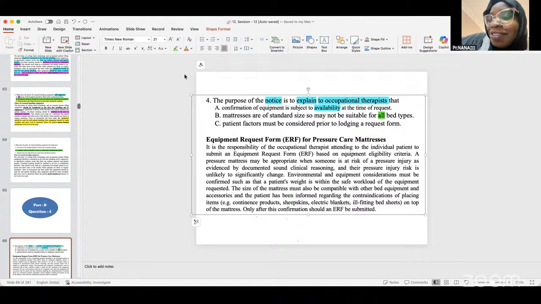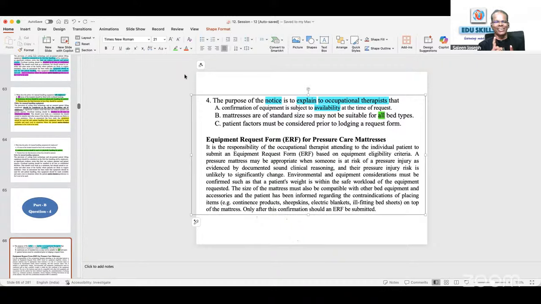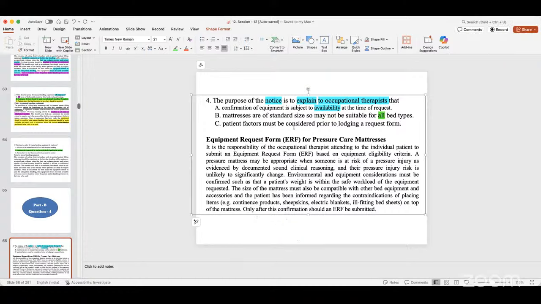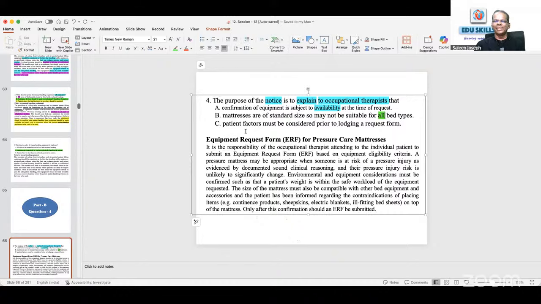These are the tricks they play. That's why I say once you know the strategies, as soon as you see the questions you will understand: you don't trick me, I will trick you. Immediately you will say, this is the right answer. Okay, don't conclude it. Let us confirm. Option C, may not. Patient factors, may not. Let's check. Patient factors must be considered prior to lodging a request form.